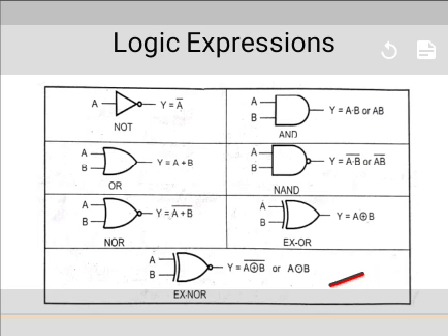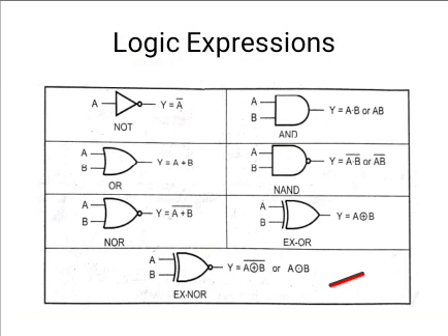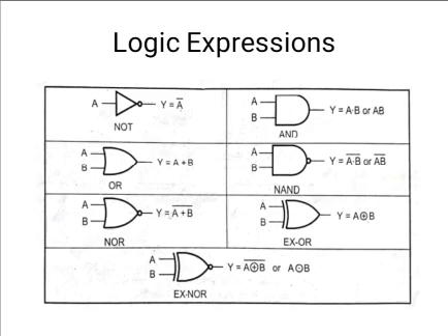Next is the XNOR gate. A and B are the inputs, Y is the output. Then the Boolean expression for the XNOR function is Y equals (A XOR B) complement. You know the equation Y equals A complement B complement plus A into B. The table shows the logic expressions for all the logic gates.